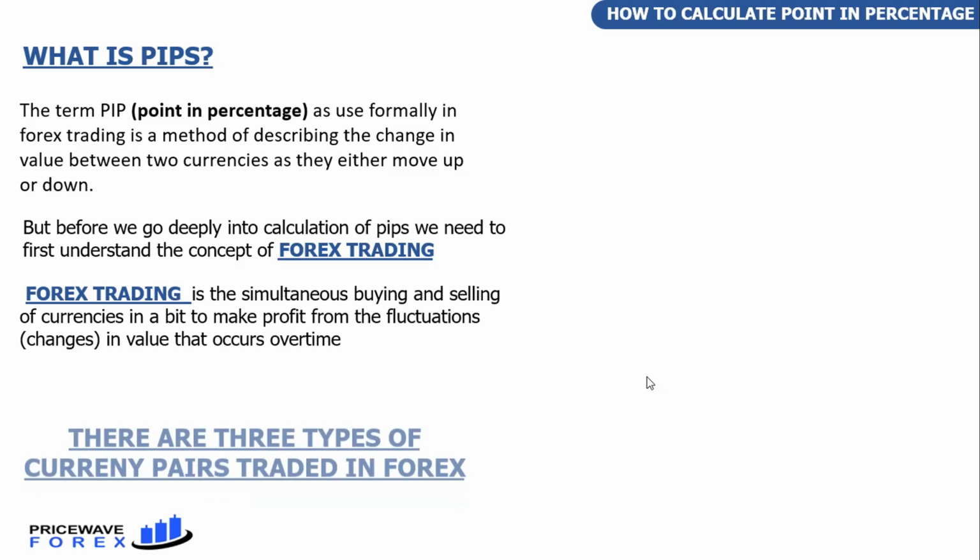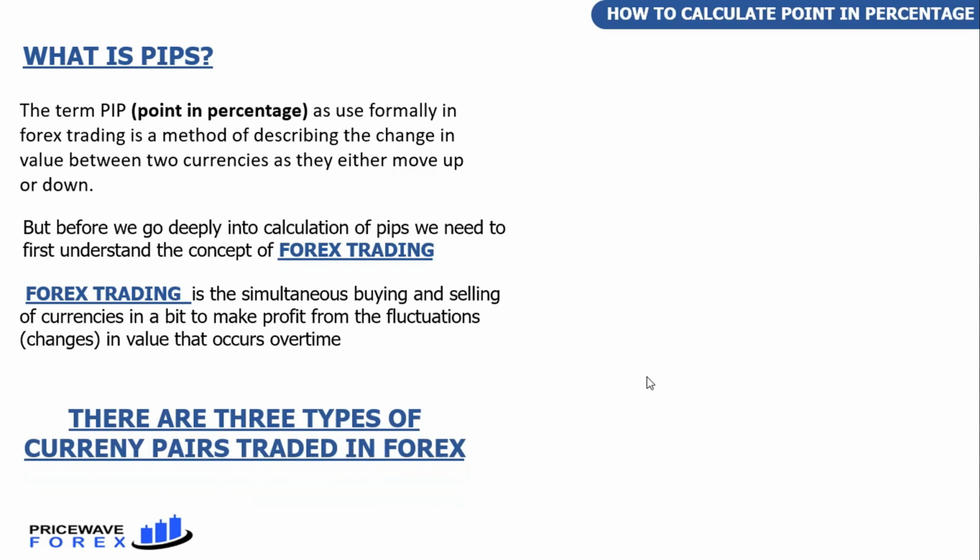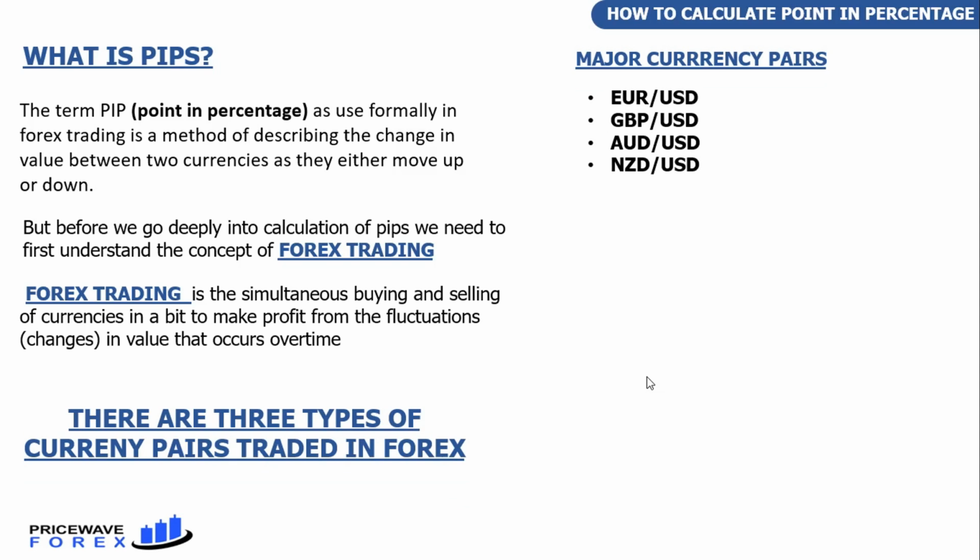So this takes us to the three major currency pair types we have in forex. First, we have the major currency pairs. As you can see, the major currency pairs are pairs that are quoted with the USD, which are the Euro USD, the Pounds USD, the Australian USD, and the New Zealand USD. These are a few of the major currency pairs we have. We have seven major currency pairs, but these are the few for the sake of this tutorial.